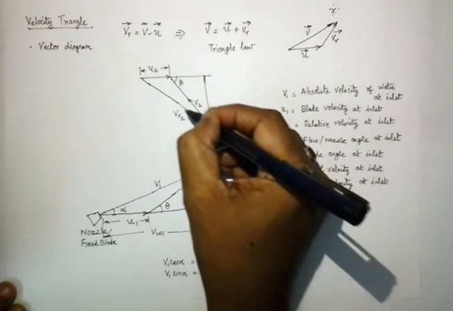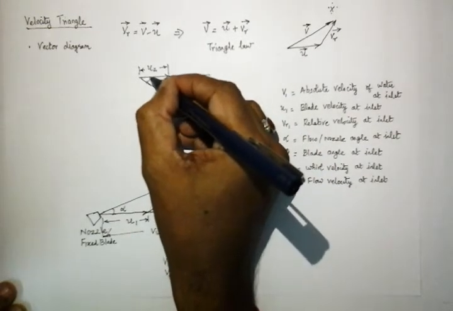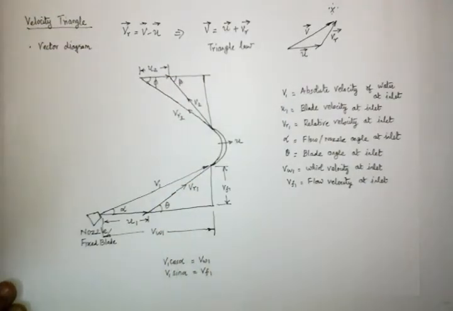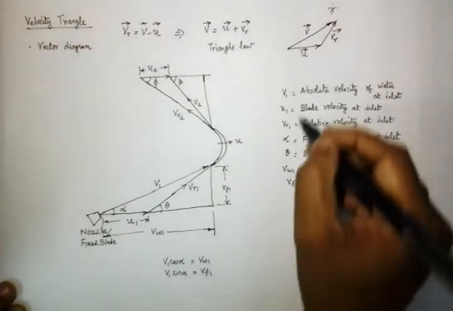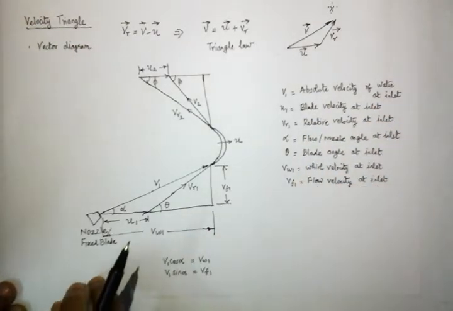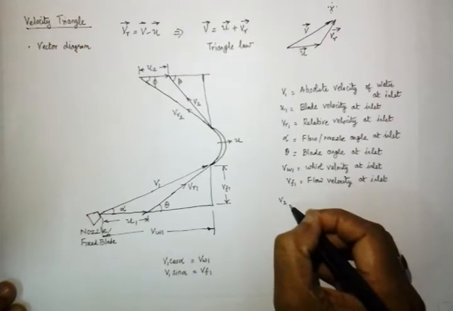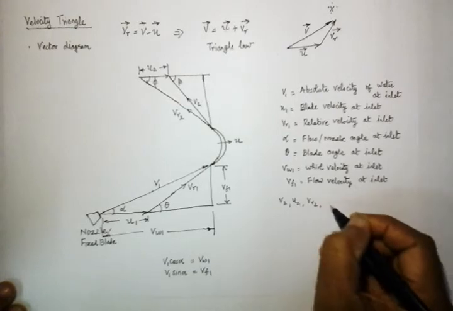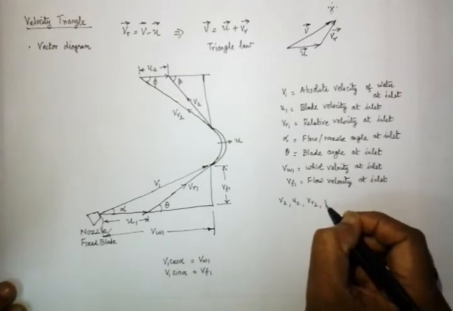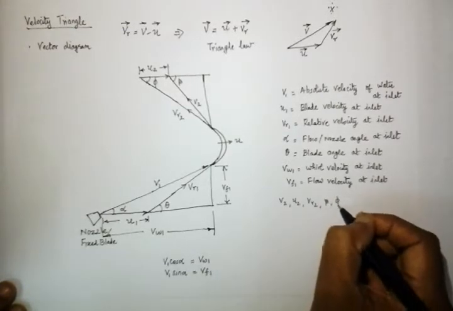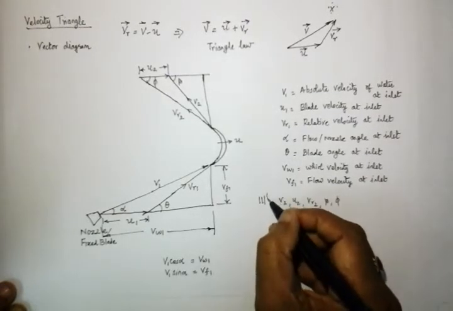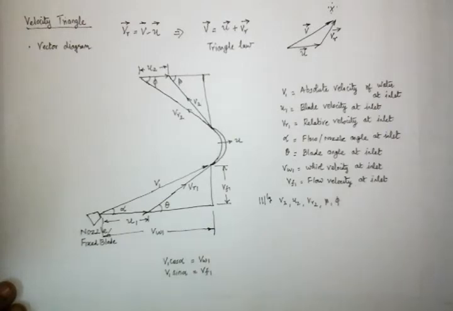So the angle made by the relative velocity in the direction of the blade, that is here, is the blade angle at outlet, phi. Any doubt in this? I am not writing the same terminology here, you have to repeat it. You have to write what V2 is, what U2 is, what VR2 is, what beta is, what phi is, etc. Similarly, you have to expand all those things.